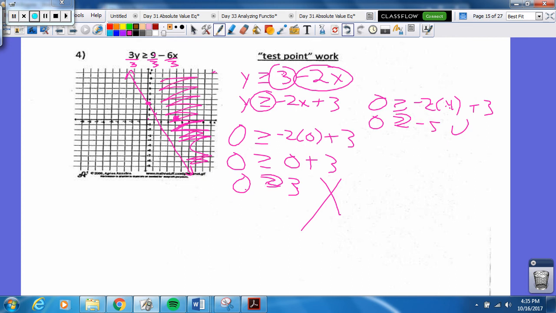So that means everything over here works. 0, 0 does not work. I ain't shading that side. No, no, no. All right, here you go.